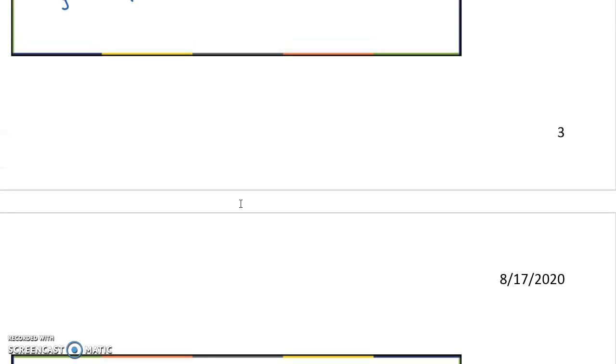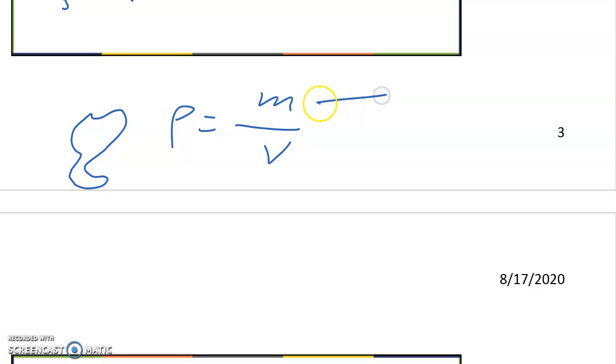There are other types of irregular shaped object. For example, if it's a solid object, let's say it will look like this, then there is no formula that we can use to calculate the volume of the object. However, we can measure the mass. So what we can do is, first, we measure the mass of the object by using a balance.